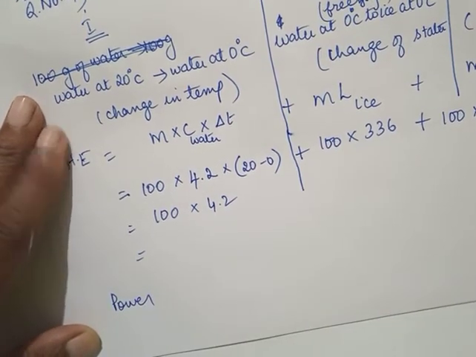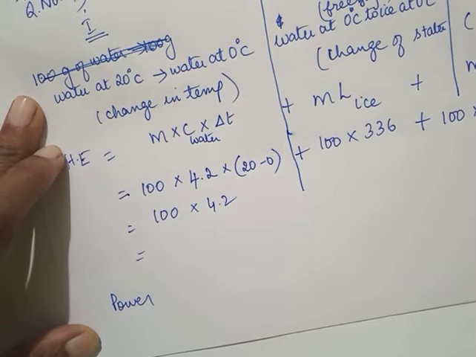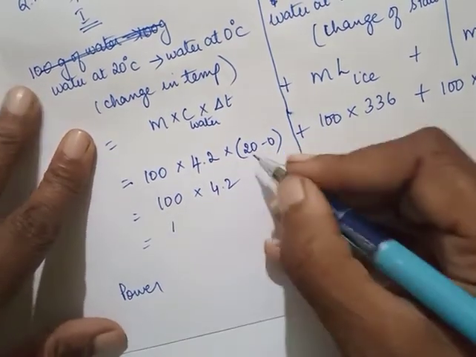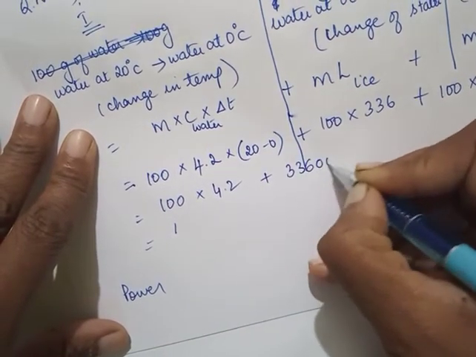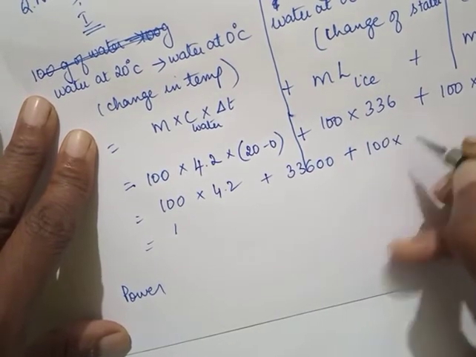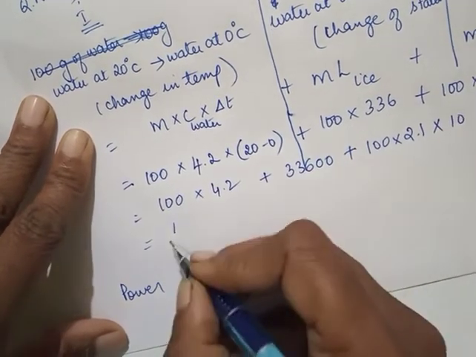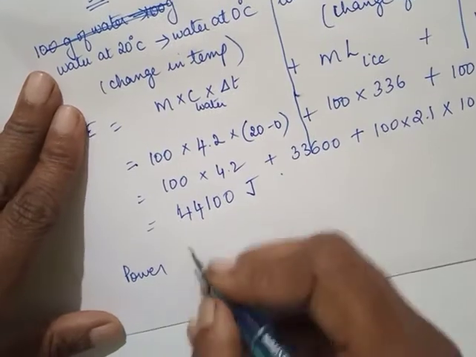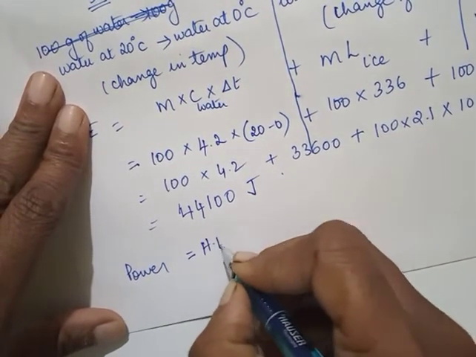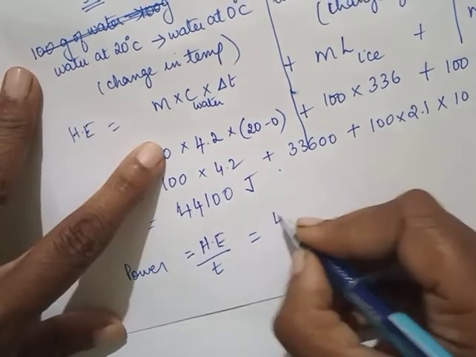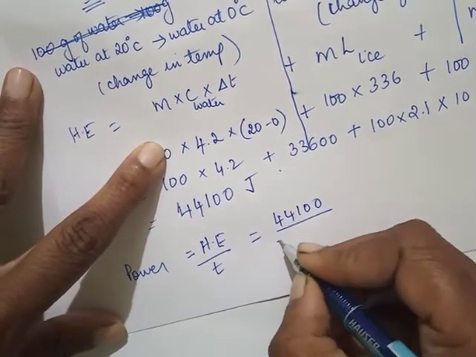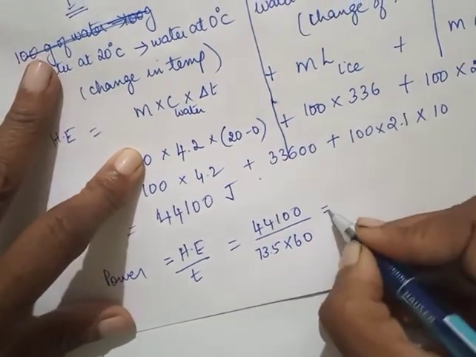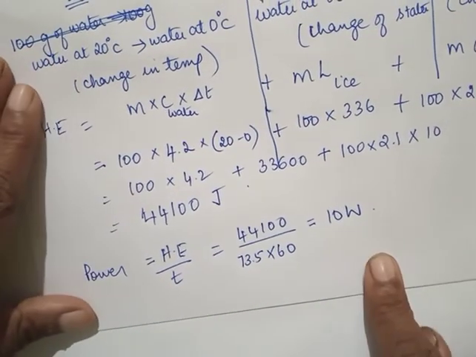This value comes out to be 4000, plus 33600, plus 100 into 2.1 into 10. So the answer comes out to be 44100 joule. Then power is equal to heat energy upon time. So 44100 upon 73.5, which should have been converted into seconds, so you should have multiplied it with 60. The answer will come out to be 10 watt.